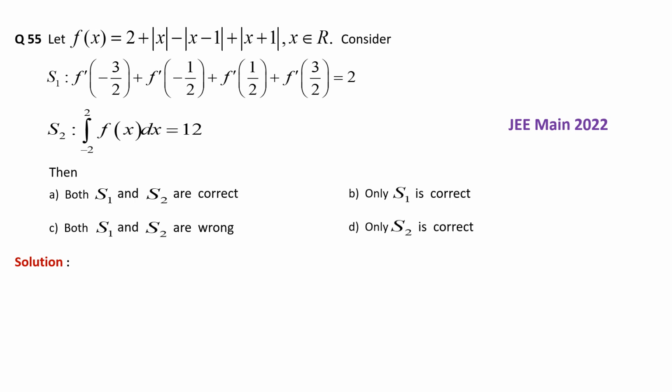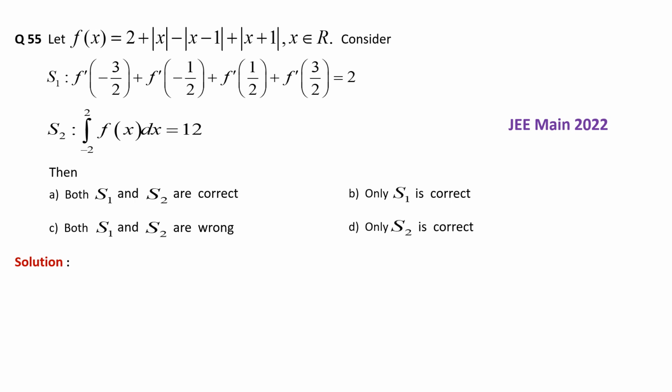Consider two statements S1 and S2. S1 says f dash of minus 3 by 2 plus f dash of minus half plus f dash of half plus f dash of 3 by 2 equals 2. And S2 says the integral from minus 2 to 2 of f of x dx is equal to 12. Now we have to find out which of these statements are correct.